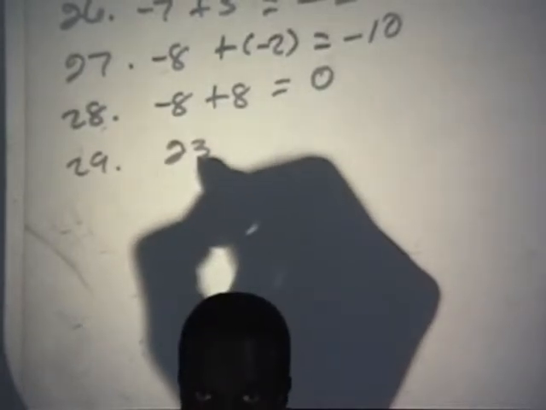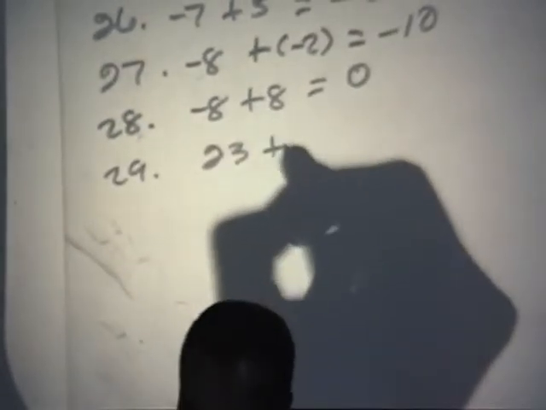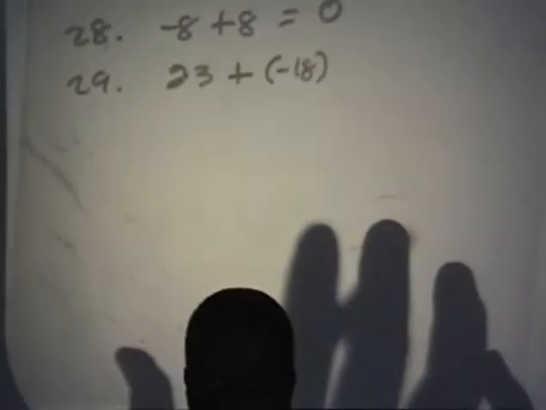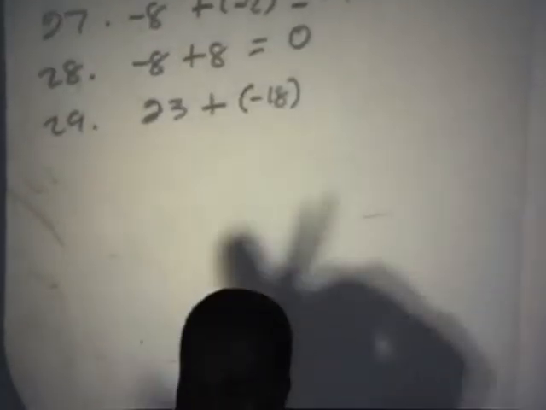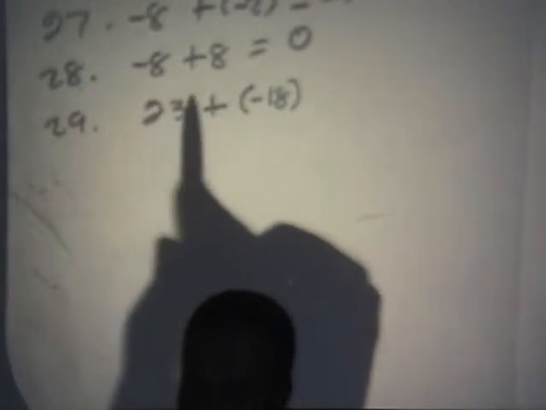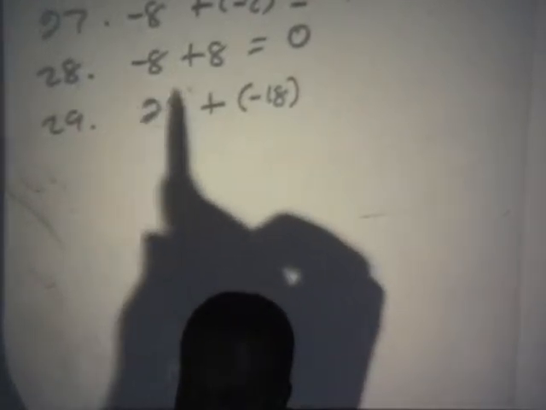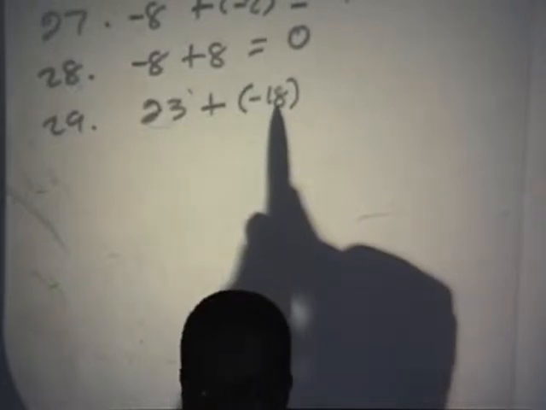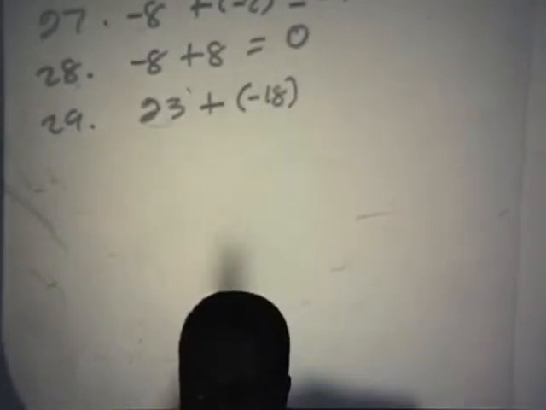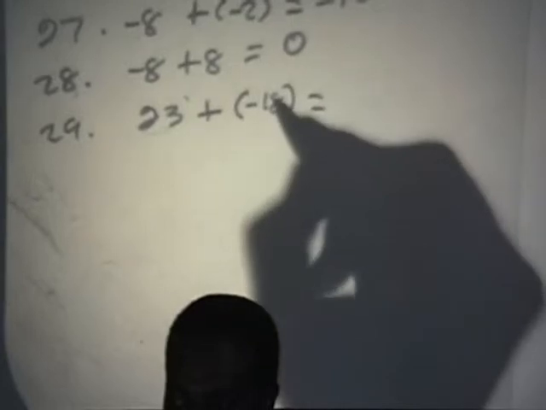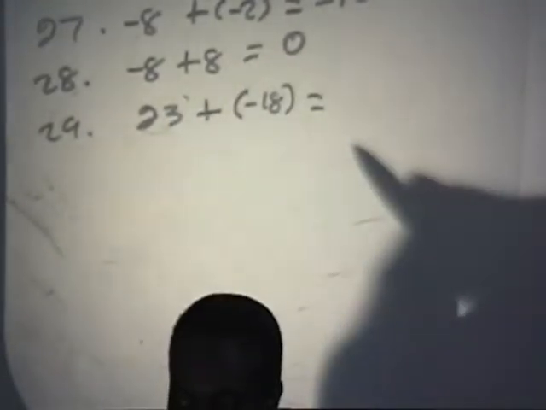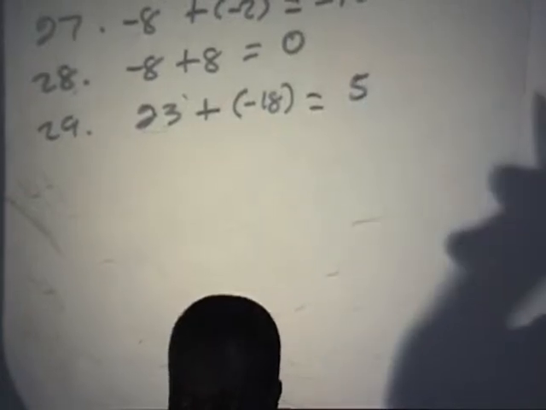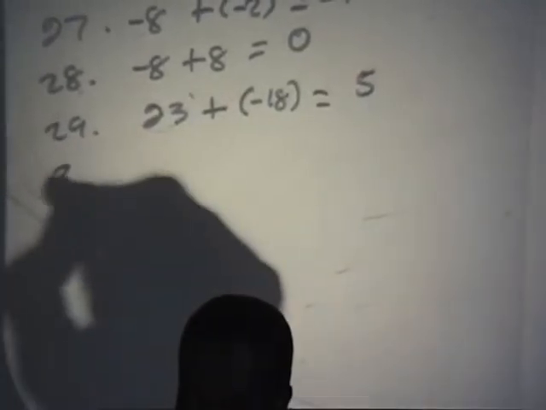Number 29, we have 23 plus negative 18. Am I going too fast? Let's slow it down. Once again, you're adding, you have more positive hot cubes than negative or cold cubes, right? So you're going to subtract. What's 18 from 23? That would be a positive 5.